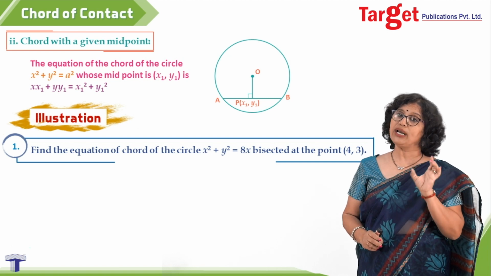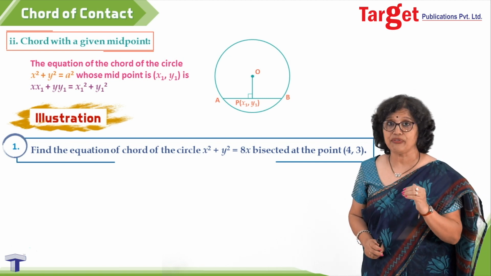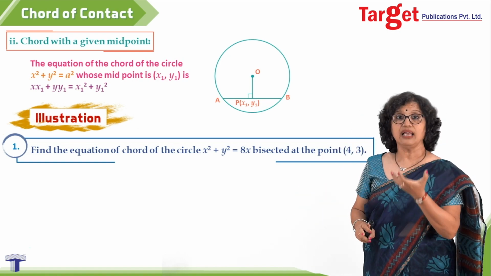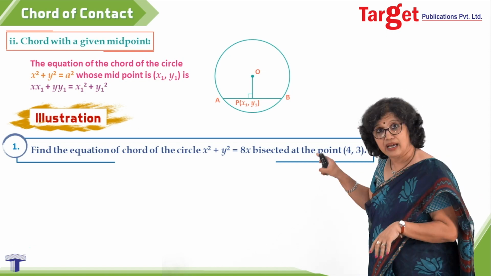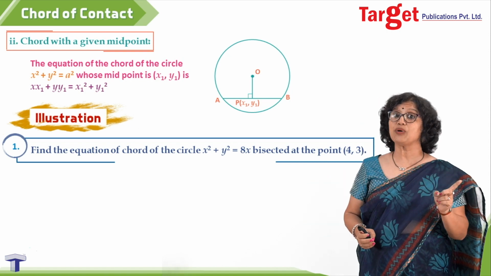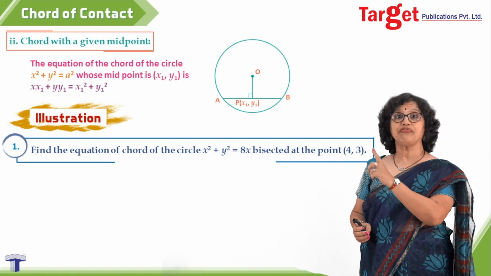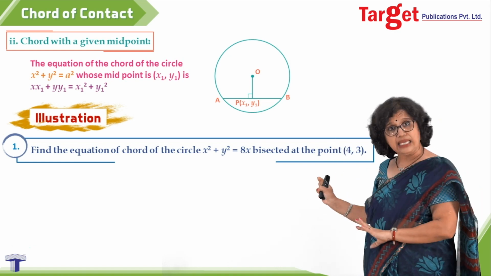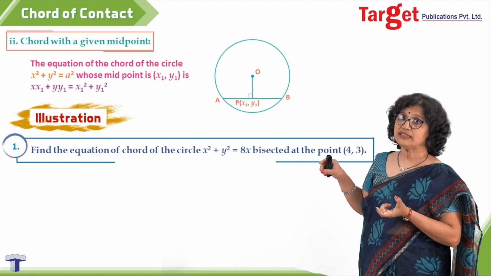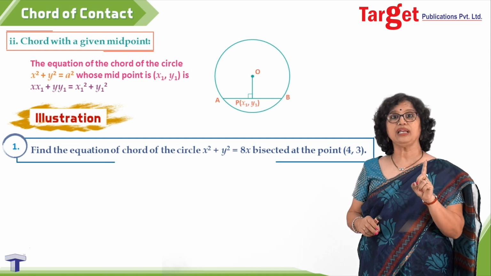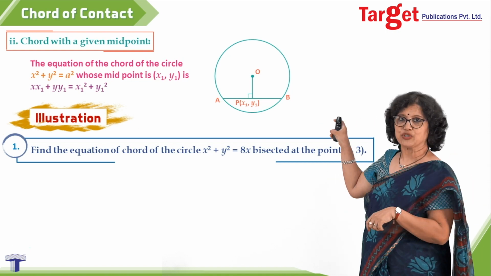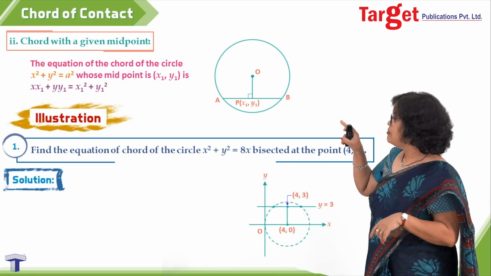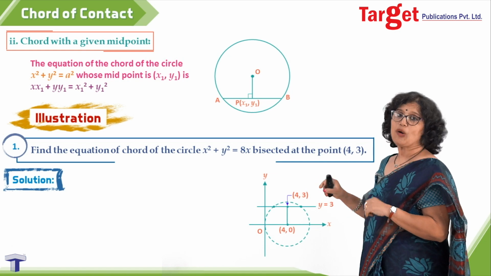Means the midpoint of the chord is given to be 4, 3, but the difference here is that we are not given in the question a circle having center at the origin, but here the equation is of the form x square plus y square plus 2gx plus 2fy plus c equal to 0 type. Means here you will have to find out what the center is, and I can see that the presence of 8x tells me that it is surely not in the form of x square plus y square equal to a square. So fine. So let us draw the figure first. The figure tells me that 4, 0 is the center.